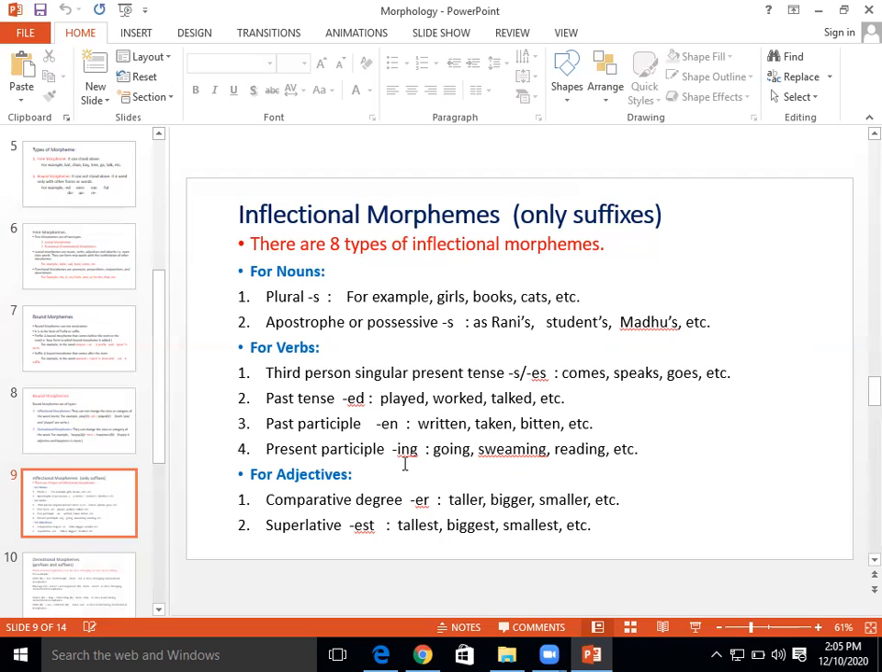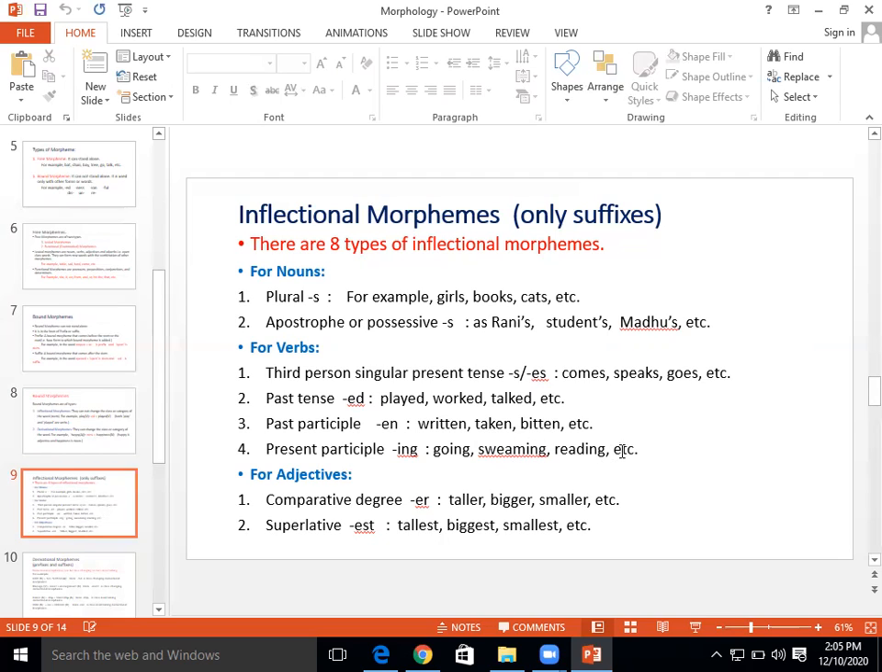Okay, present participle means ing. Again, it is also combined with verbs. So, for example, going, swimming. Actually, I think here the spelling is wrong. Swimming is SWIMMING. So the spelling is wrong here, so make it correct. Reading, by mistake it has happened. The spelling is wrong here.